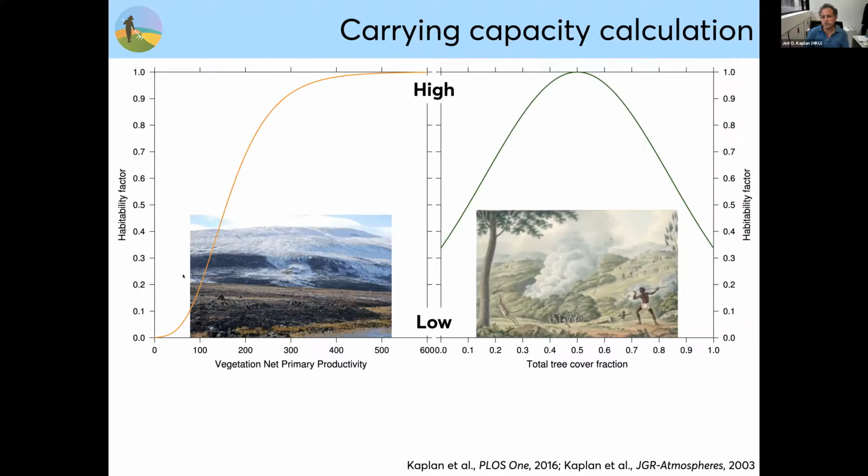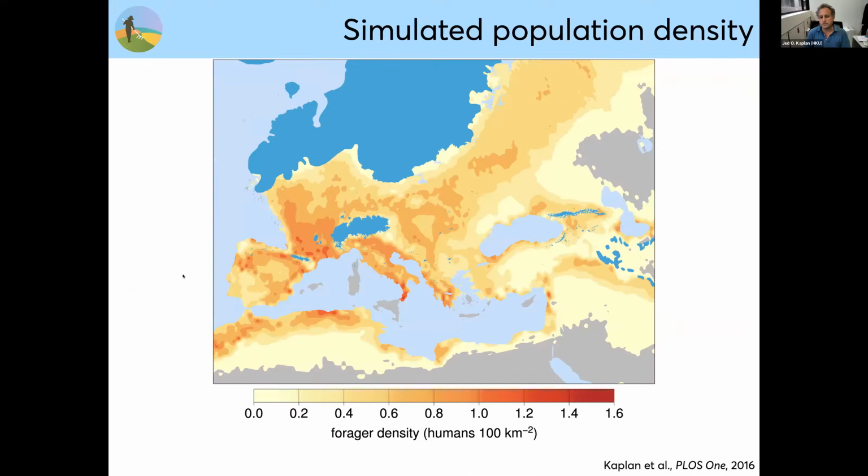So taking these two functions together, a productivity function and a tree cover function, we are able to simulate the population density of Europe at the last glacial maximum. And what we can show without using any archaeological data as a driver is that indeed those areas like the southwest of France, where we simulate the highest population density, are also the places where we have the most documented archaeological sites dating to this time. So this gave us a little bit of confidence that perhaps we're doing something right.